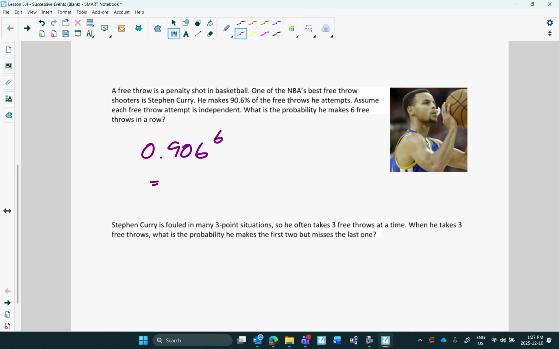Because if you do 90.6, you're going to get a huge number, which doesn't make sense. And again, I'm just going to do this on the calculator. 0.906 raised to the 6th. Yeah, that one's okay. So it's approximately 0.553, or about 55.3%. So a little over half, which is pretty good.